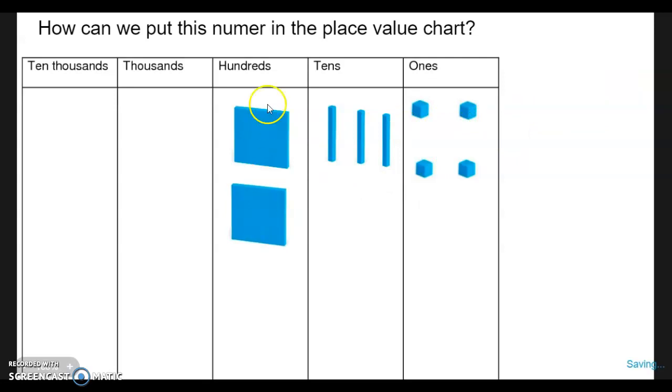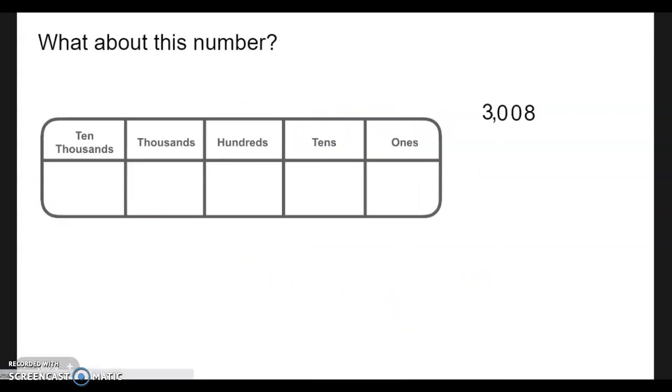So now I can really think to myself, I've got 2 hundreds here, so 2 would go in this place. So 2 would go here. How many tens do I have? 1, 2, 3. I've got 3 tens, and I have 1, 2, 3, 4 ones. So this would give us the number 234. Now let's look at another one.